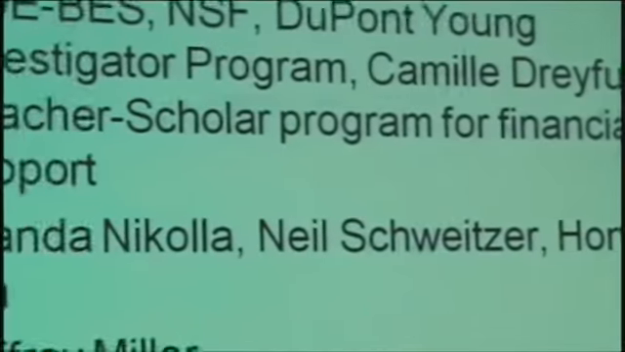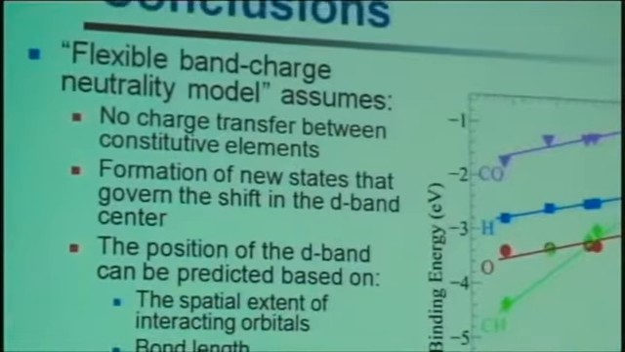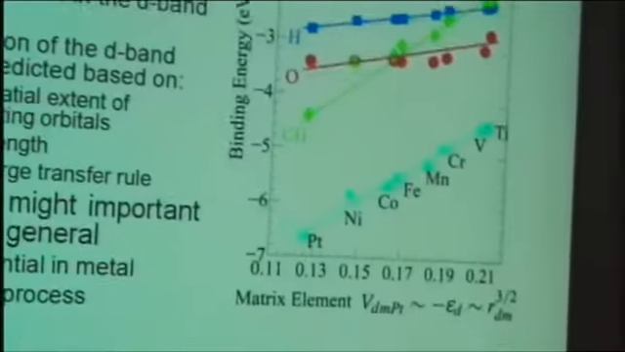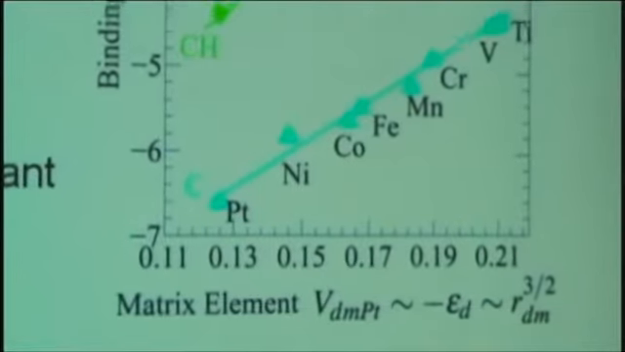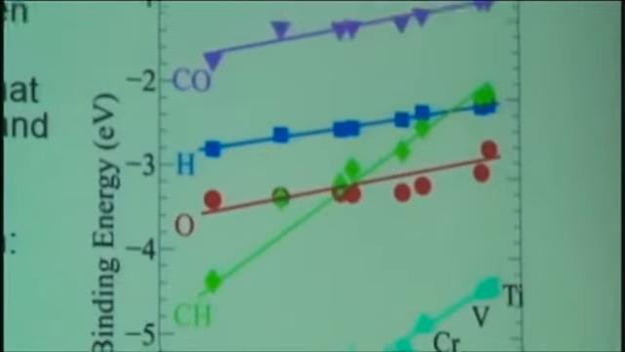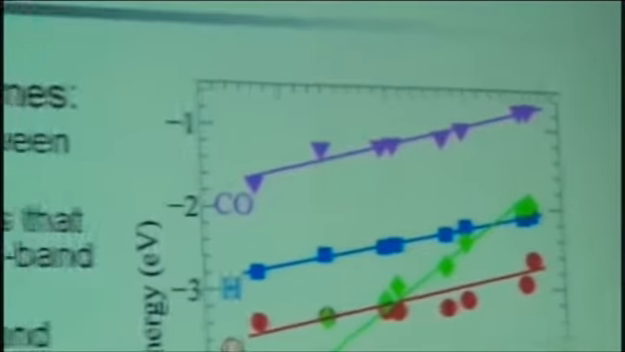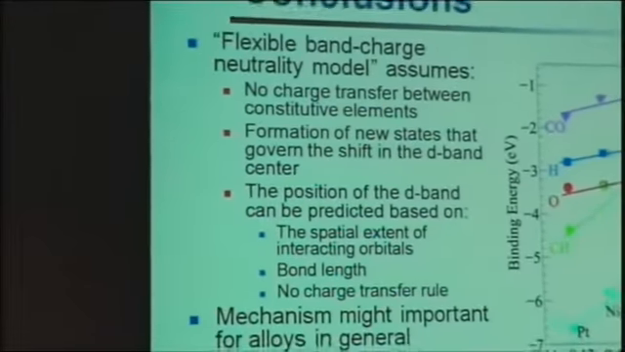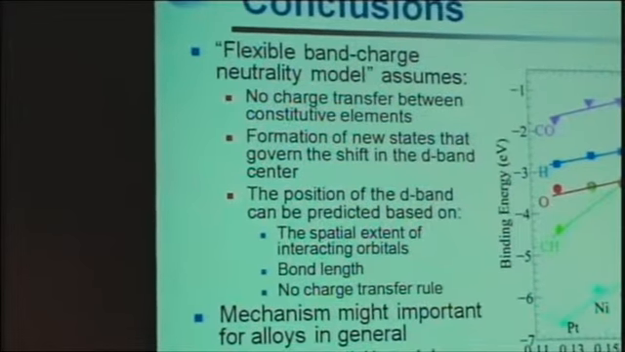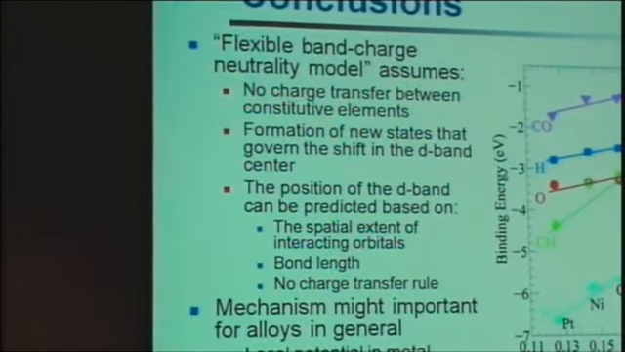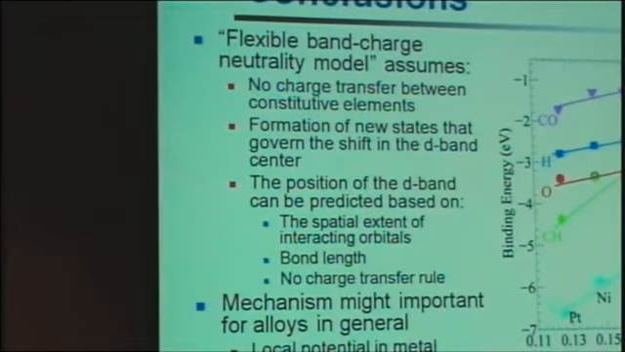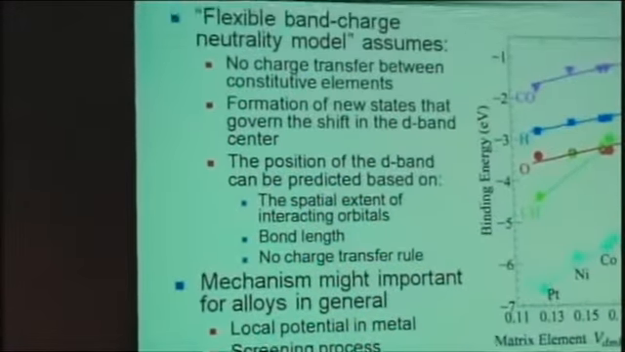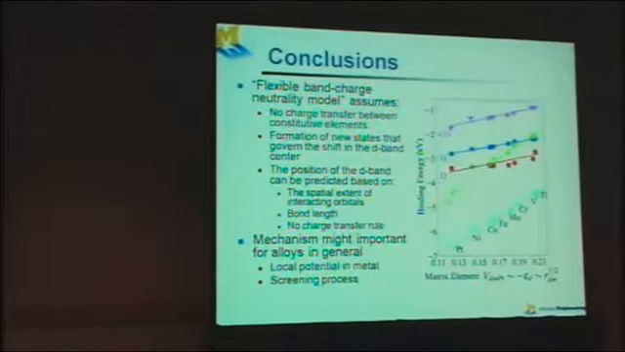So basically, I want to conclude by arguing that this flexible bond charge neutrality model, which assumes that there is no charge transfer between elements in the process of the formation of alloy, but actually the formation of new states as a consequence of alloying, drives the change in the D band, which in fact drives the change in the position of the D band center and the change in the chemical activity of a particular site in an alloy. I would argue that this mechanism might be important for alloys in general. The simple reason is that local potential in metal and screening processes will force this charge neutrality argument to be met.